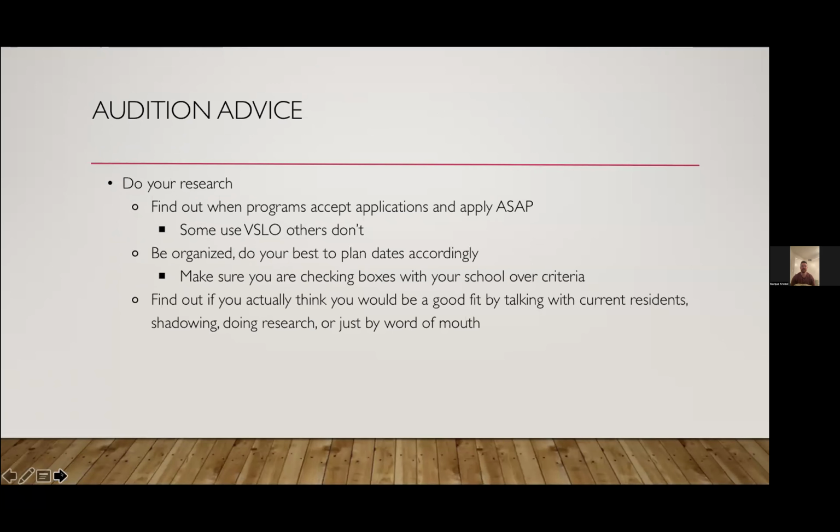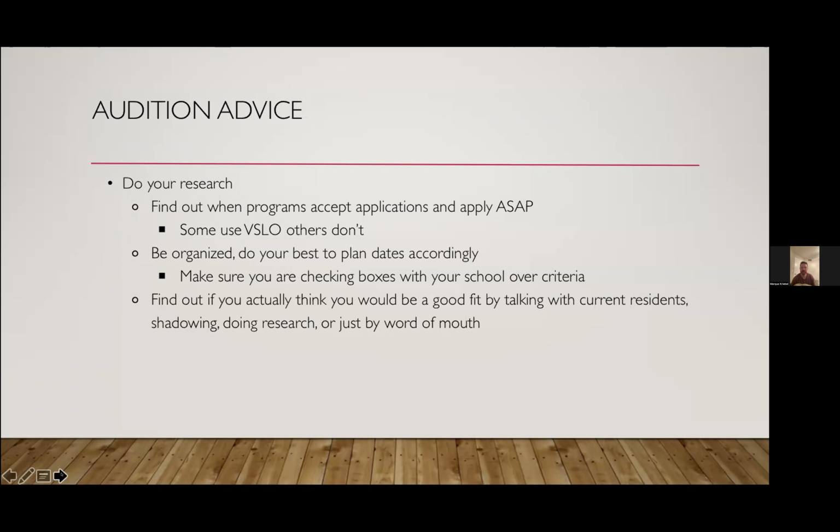So audition advice in general, do your research on the programs and how you can apply to audition rotations. Some use vSLO, some don't. In the DO world, most DO programs don't use vSLO. I know my program does use vSLO, but we're one of the only predominantly DO programs that uses vSLO.